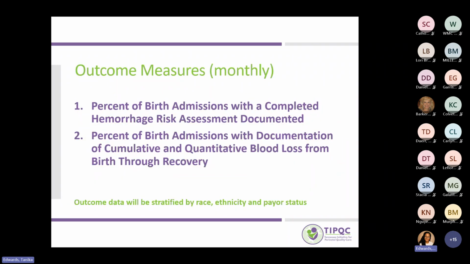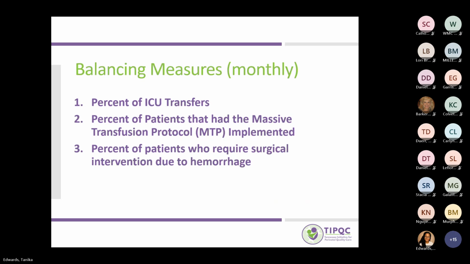And so when looking at our outcome measures that are monthly, we're going to be looking at, as Bonnie said, the percent of birth admissions with a completed hemorrhage risk assessment documented. And then also looking at that percent of birth admissions with documentation of cumulative and quantitative blood loss from birth through recovery. And our outcome data for the project will be stratified by race, ethnicity, and payer status. And then, of course, when you show improvement in one area, you don't want other things to start slacking or teetering off. You just want to keep an eye on those.